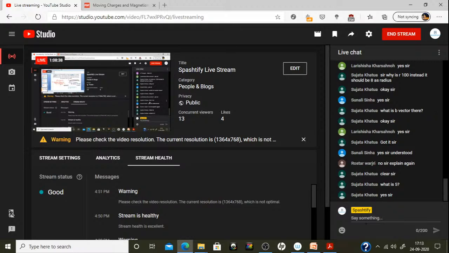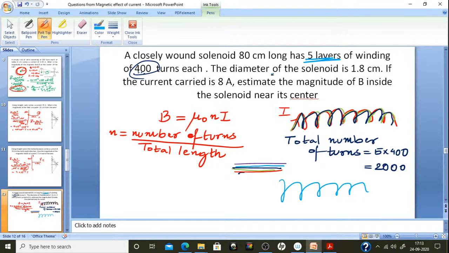Okay, so now the rest of it is just putting in the values. Now see, total number of turns is how much? Total number of turns is 2000, right? First you have to find the value of small n, because we don't know. Total length is 80 centimeter, which we have to convert to meters, so divide by 100.